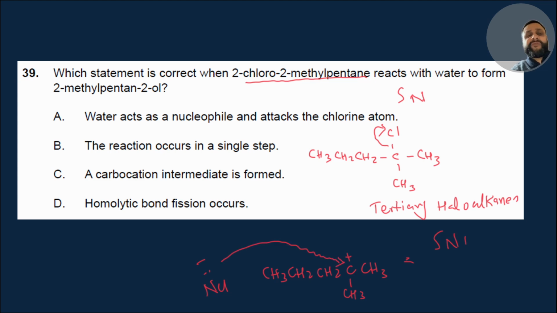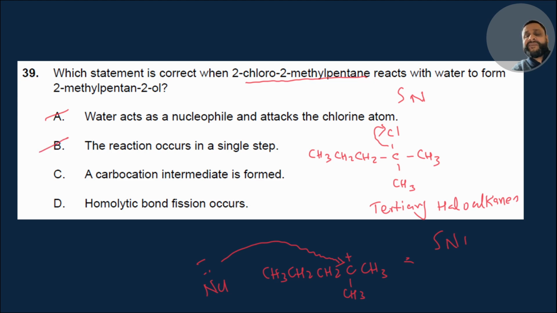So let's go through these statements. Water acts as a nucleophile and attacks the chlorine atom. No, that's wrong. Water will act as a nucleophile. It should attack the carbon with a positive charge. Reaction occurs in a single step. No, this is SN1 and takes place in two steps.